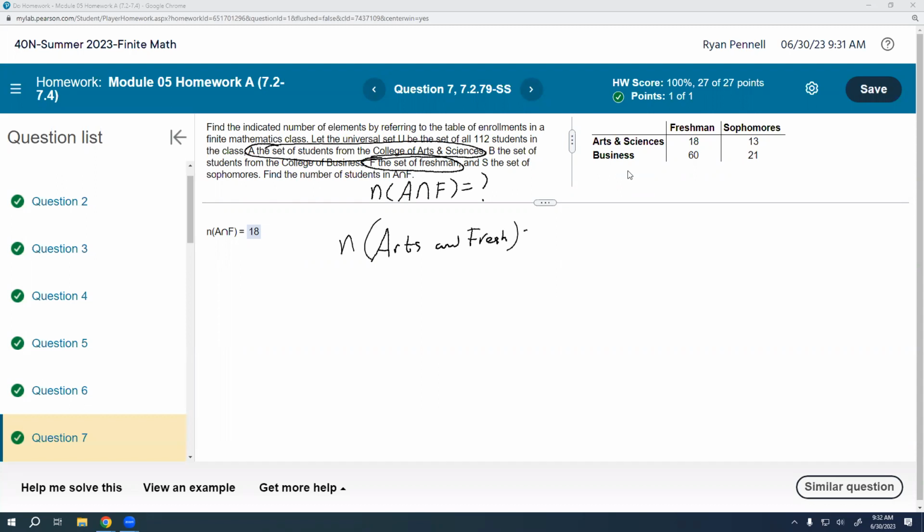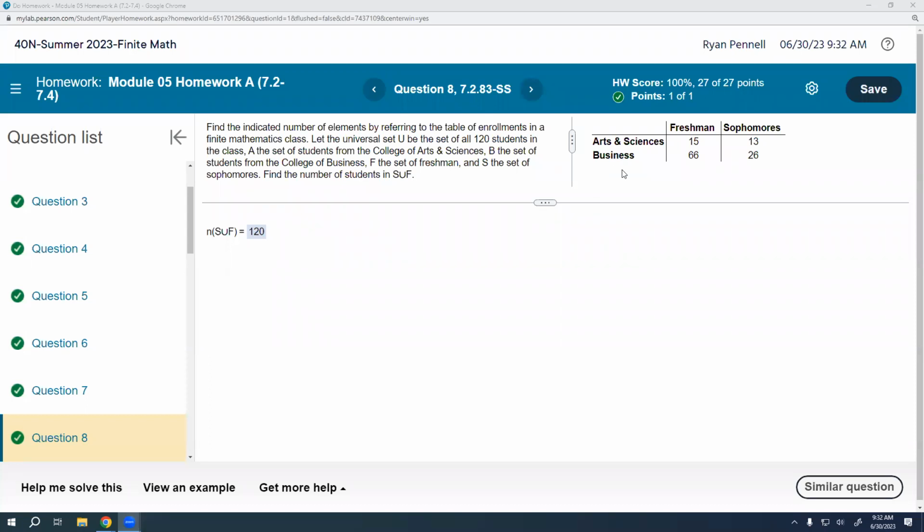How many are freshman arts and science students? Looks like there's just 18 for my numbers. So I would say there's 18 freshman arts and science students. Okay, fairly easy, but you have to be able to pick out the vocab words there.